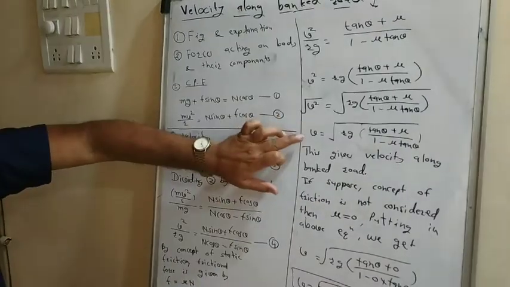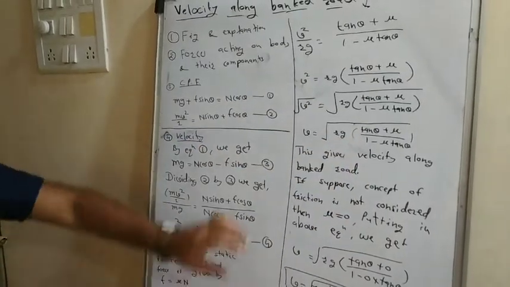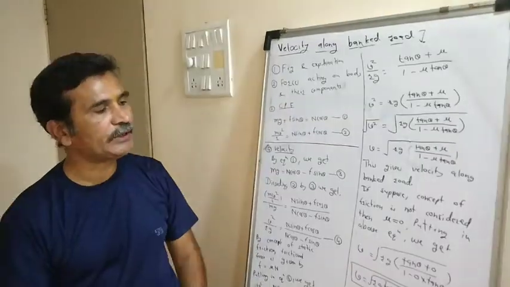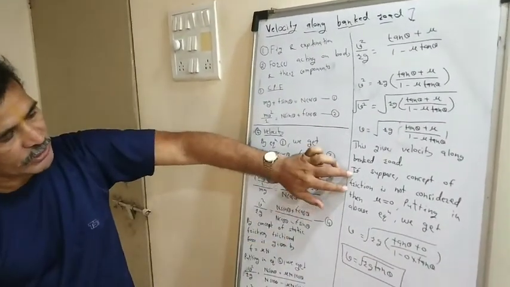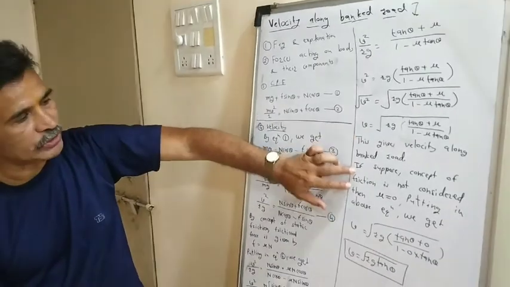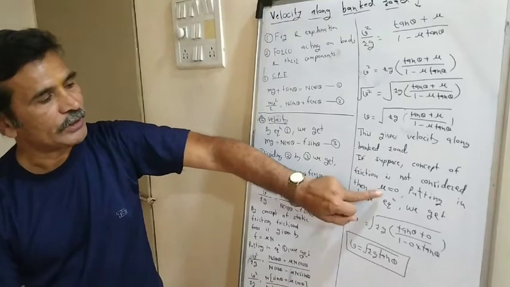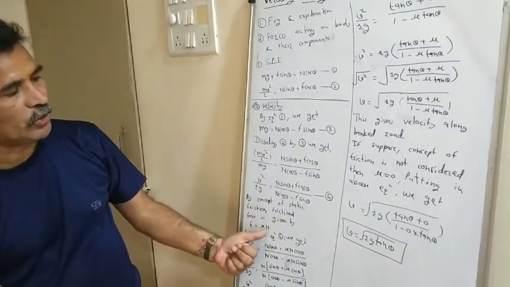Suppose we can say that this V gives us velocity along bank road. Here we want to find out this expression. Now suppose, just imagine that the friction concept is not considered. We don't consider this frictional force. So in that typical case, the value of frictional force, that means mu, is equal to 0.